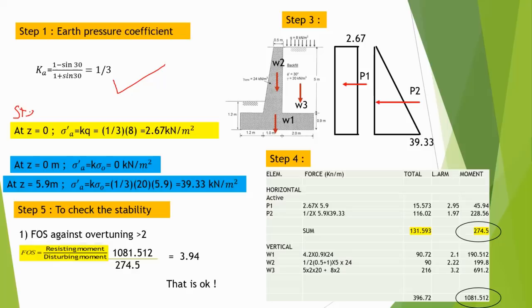Second step. Okay. The yellow is the surcharge and the blue is the soil. This is the surcharge. The soil is dry soil, with no water. So first we do the surcharge at z equals zero, at the top. To find the effective stress, it is KQ, for the surcharge. So K is 1/3, Q is the surcharge. So you can get 2.67. That's why you can draw this 0 and then directly get 2.67, because it is at level zero.